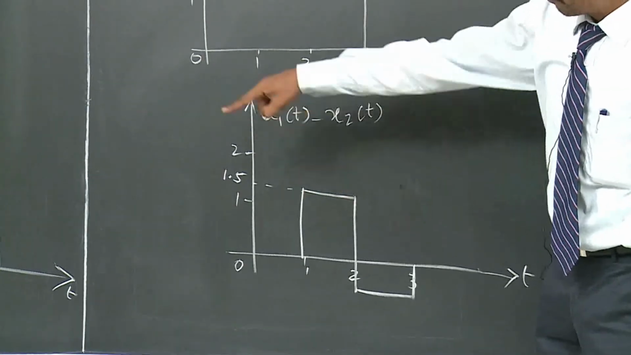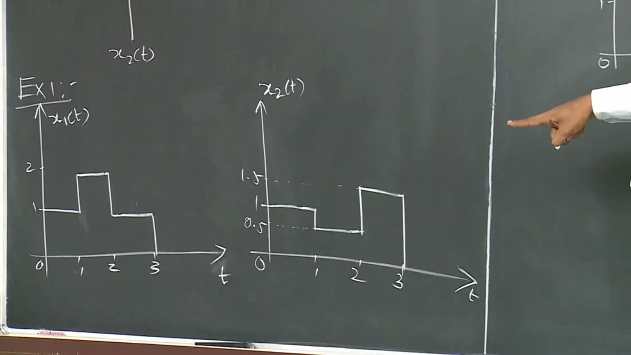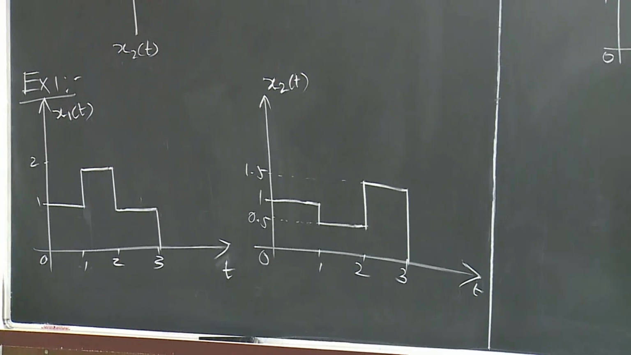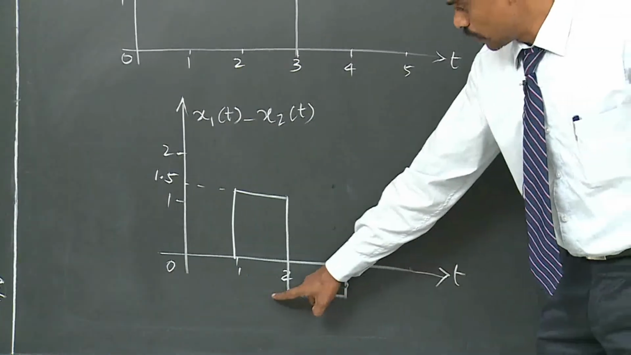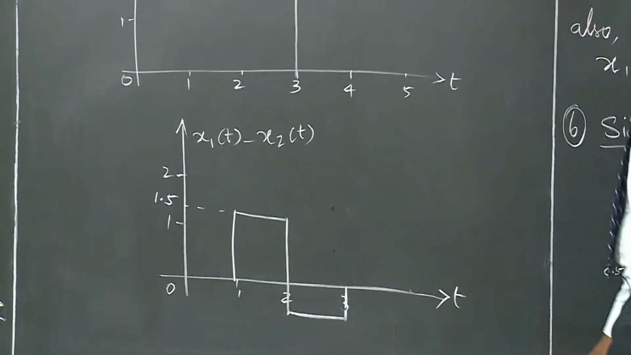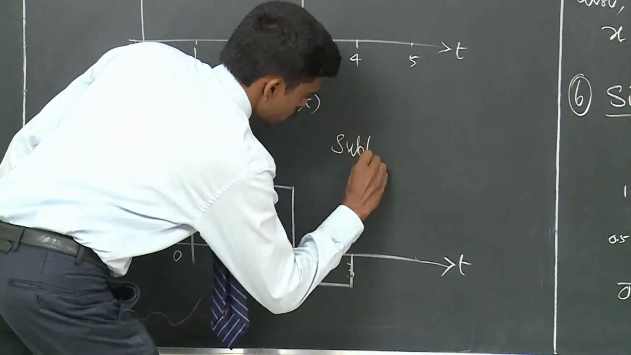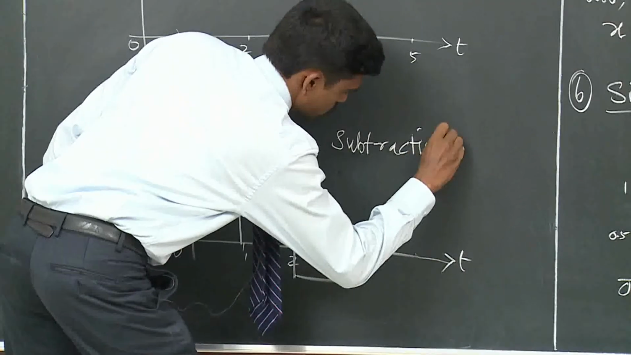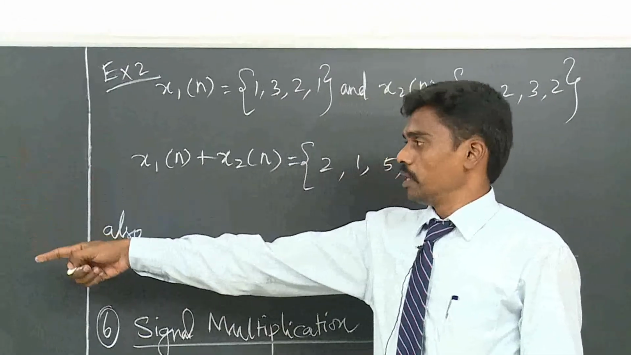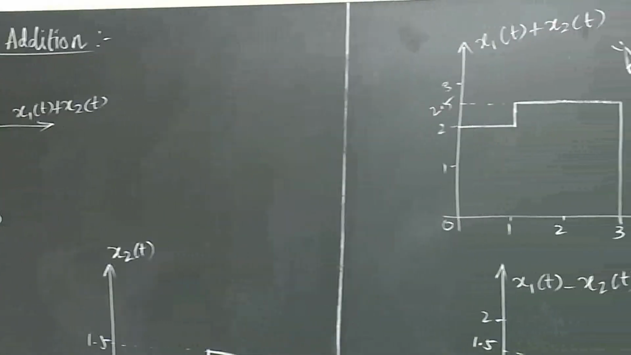Next, from 2 to 3, the x1 of t value is 1 and the x2 of t value is 1.5. So 1 minus 1.5 is minus 0.5. So it comes in the negative range, minus 0.5. This is the subtraction. So there I have explained signal addition and subtraction with continuous time signals.